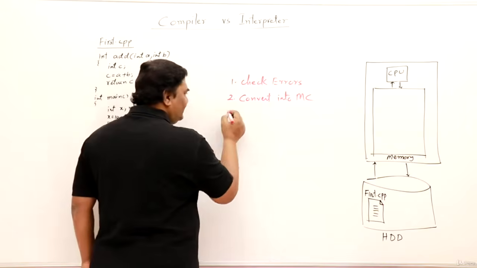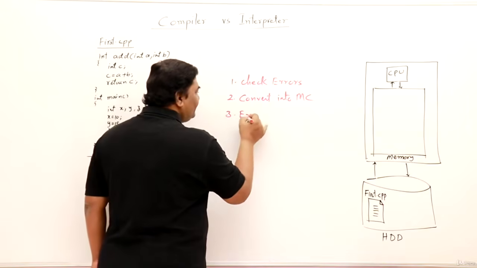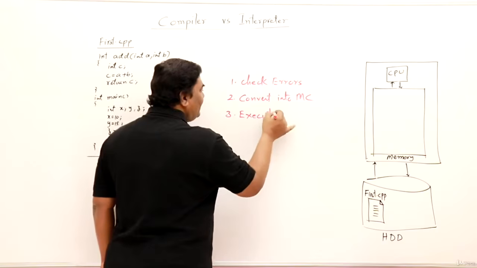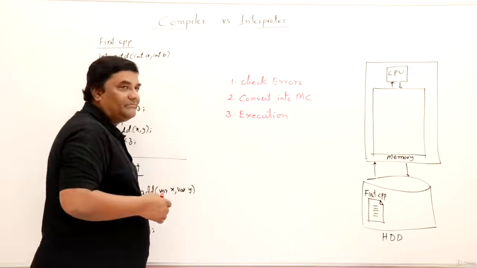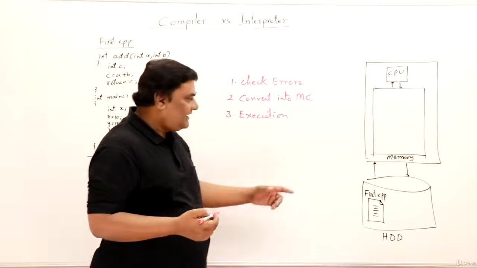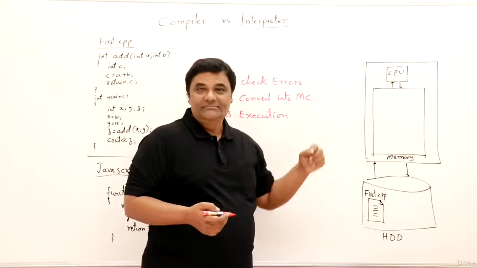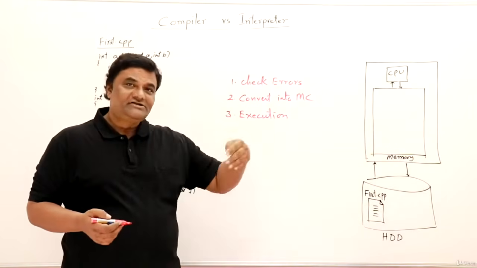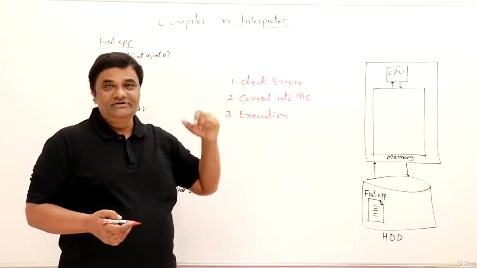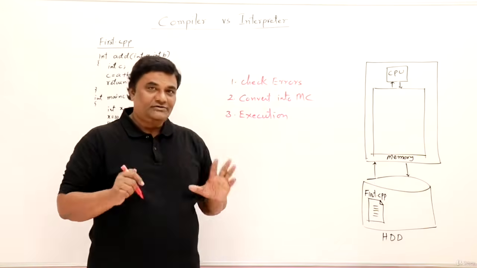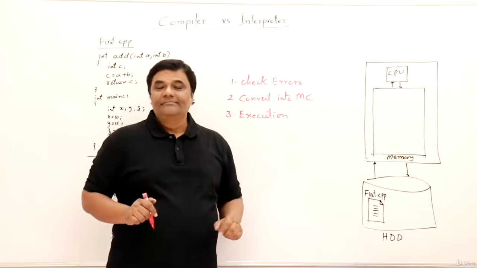The third thing involved is execution of a program, that is running the program. Running the program means, as I already told you, the programs are brought into the main memory and they are executed by the CPU. So the machine instructions will come inside the main memory and the CPU will execute them. That is execution, running of a program.